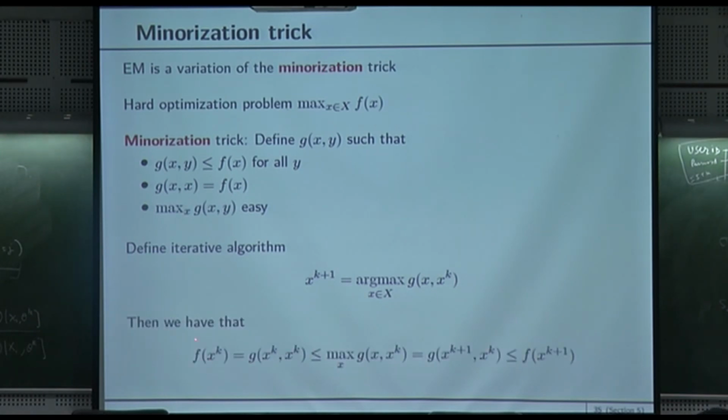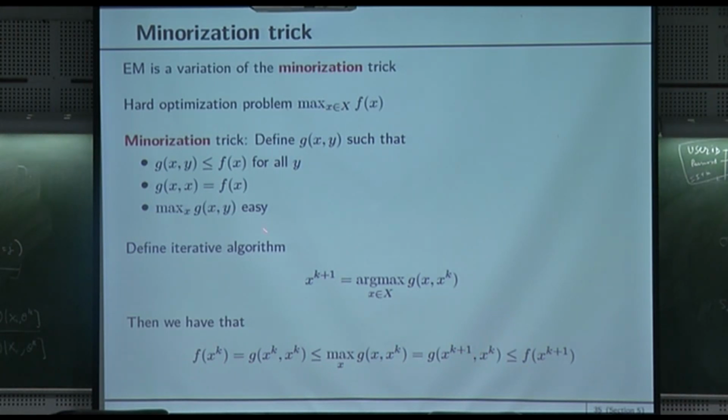Let's think about it this way. Let's look at the function f(xk), the function at the kth iterate. By this property, I know that g(xk, xk) is equal to f(xk). Then what I do is I don't take this value of x, but I maximize over it. So I know that this quantity is larger than that quantity. Why? Because I can always choose x equal to xk, in which case I get back this, but I'm maximizing, so this is going to give me something larger than that. Let's call this maximization g(xk+1, xk).